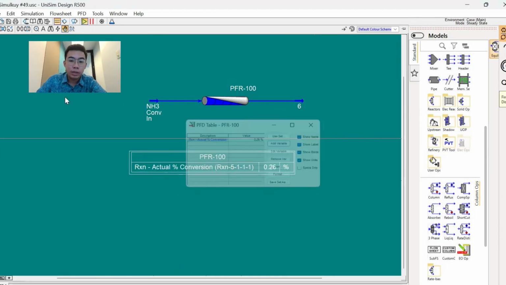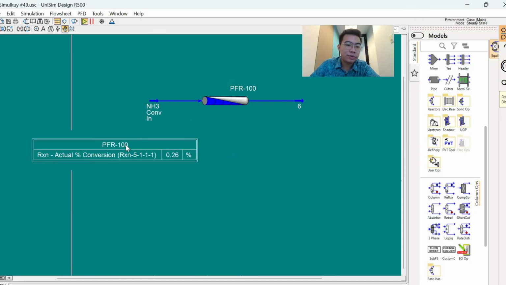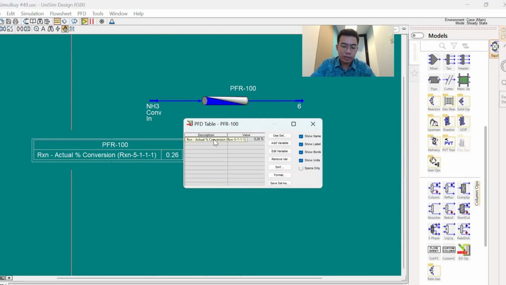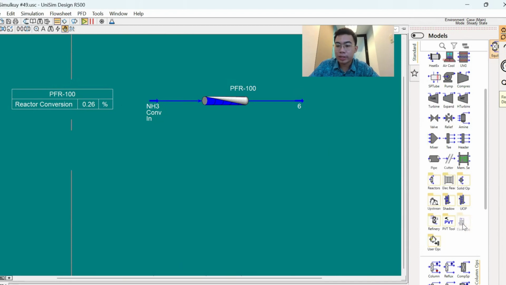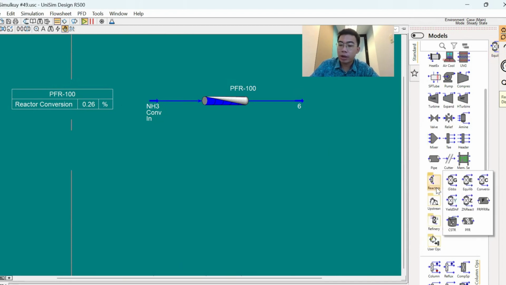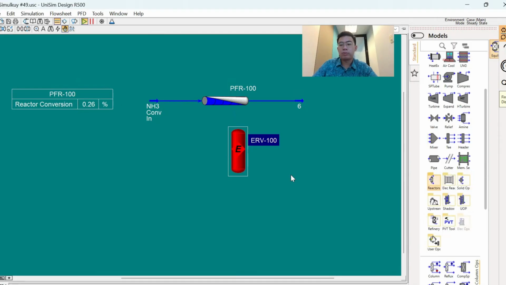So we can always observe the conversion value each time we vary the parameters. Okay. The second step is, before we jump into the kinetic reactor, I will first use the non-kinetic reactor. In this case, I will try to use the equilibrium reactor. Why? Because I want to know what the equilibrium conversion is in this condition, because I should expect that the PFR will not exceed the equilibrium conversion.